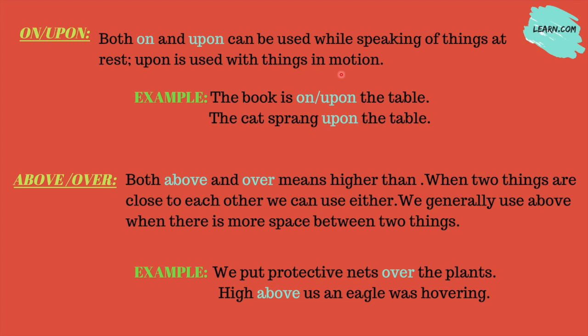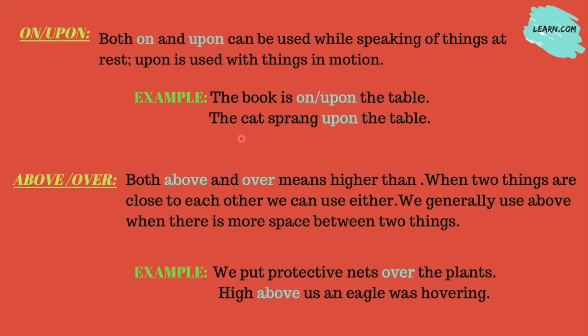But if the thing is at rest, that is not moving, motionless, then you can use both, either on or upon. See the example, we can say the book is on the table, and we can also say the book is upon the table, because when the book is on the table, it is not moving, it is motionless in the rest position. So you can use either of them. You can use on, you can use upon.